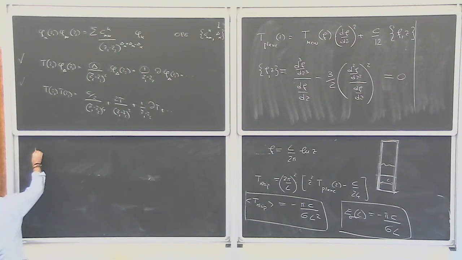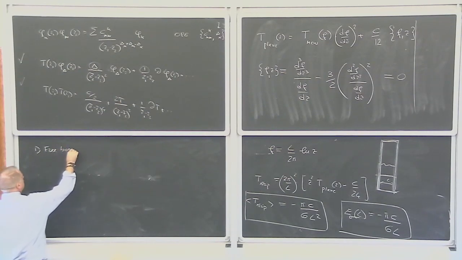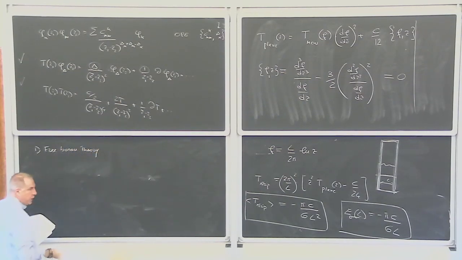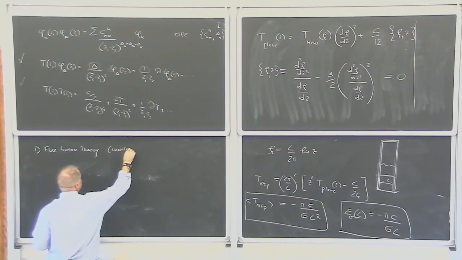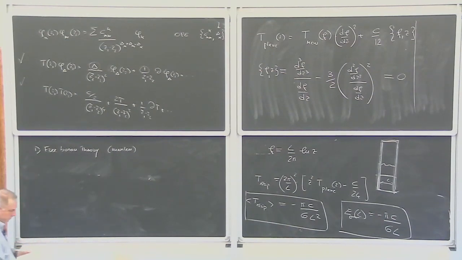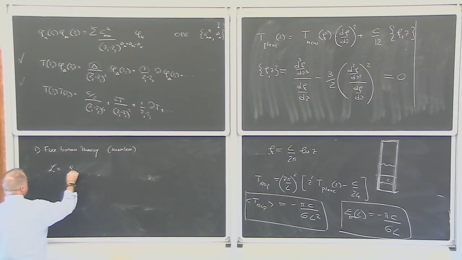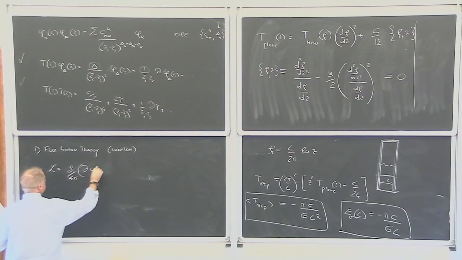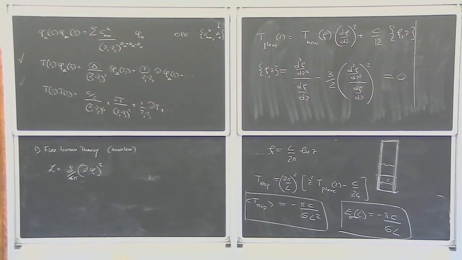The first example is free bosonic theory. Of course, massless. Why so? Because when we have a Lagrangian theory, we have Noether's theorem which allows us to compute the stress energy tensor without referring to the definition that is the variation with respect to the metric. I have a different route to compute the stress energy tensor. So I take a Lagrangian, which is this one. With the commutators, sorry, with the propagators.